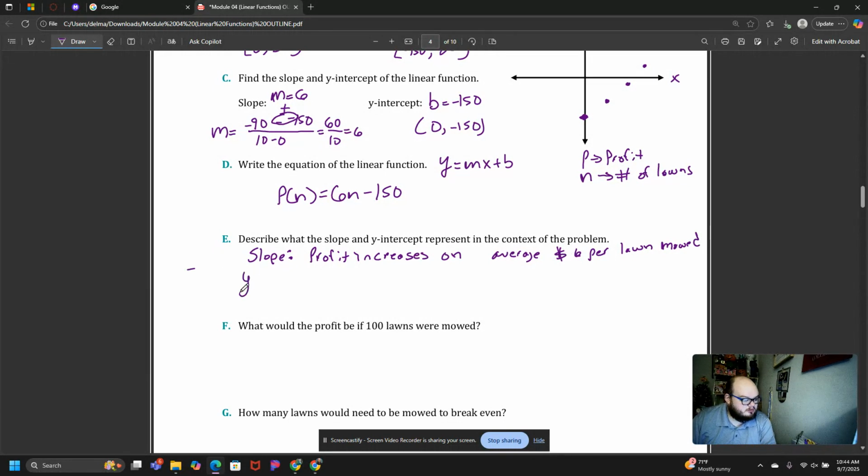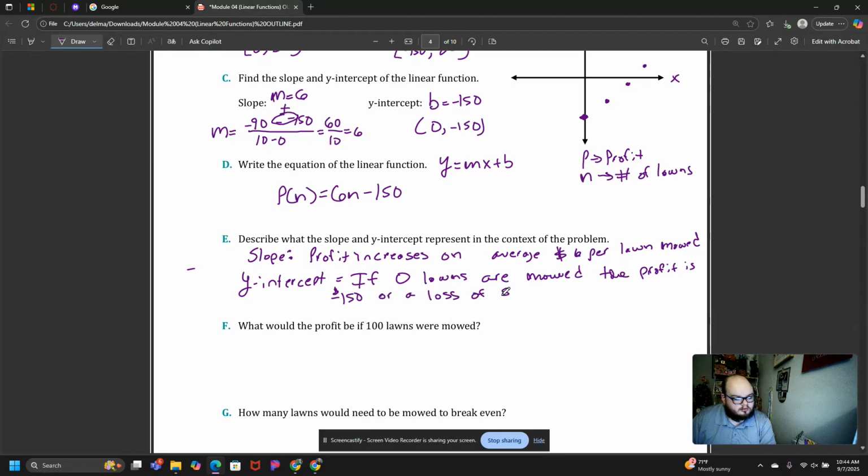And the y-intercept, as we had discussed, means that if 0 lawns are mowed, the profit is negative 150, or a loss of $150.